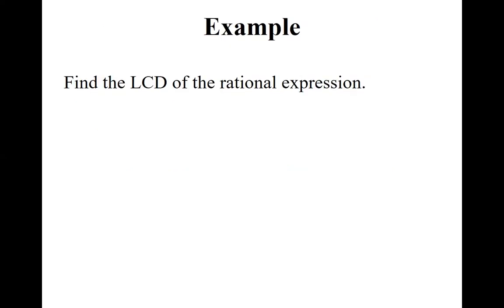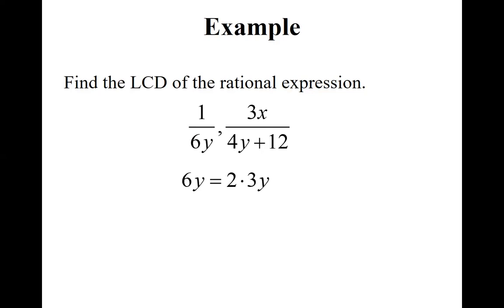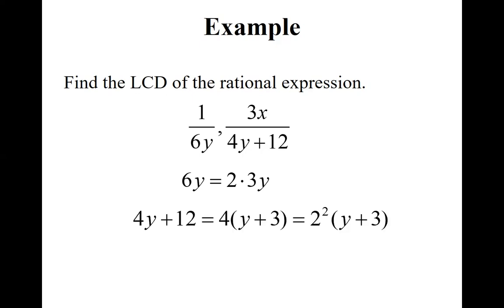So let's find the LCD of the rational expressions 1 over 6y and 3x over 4y plus 12. Well, we need to completely factor the denominators. 6 can be represented as 2 times 3, so 6y is 2 times 3y. 4y plus 12, we can factor out a 4, which leaves us with y plus 3. And 4 can be represented as 2 times 2, or 2 squared.